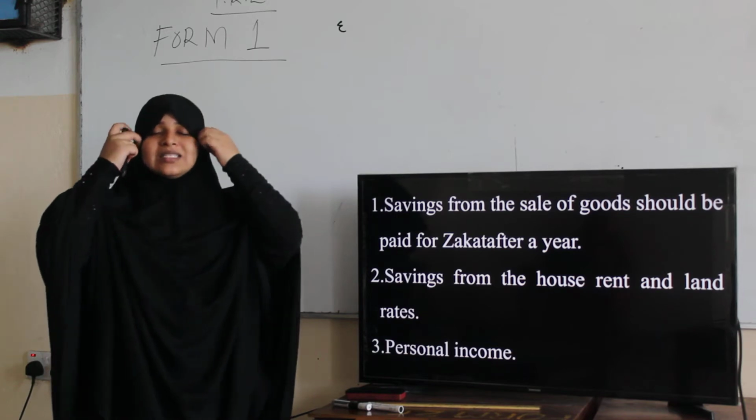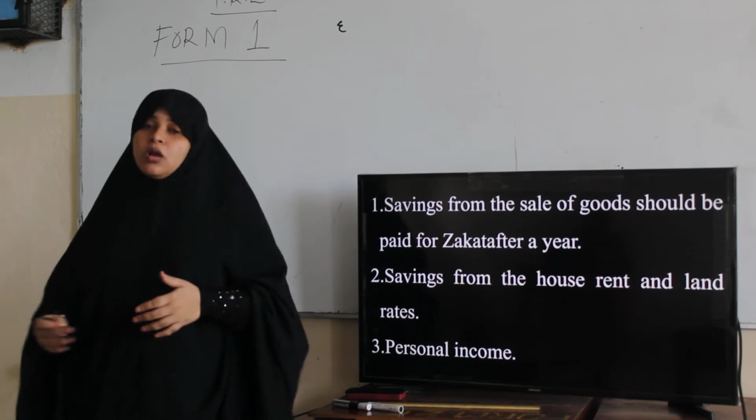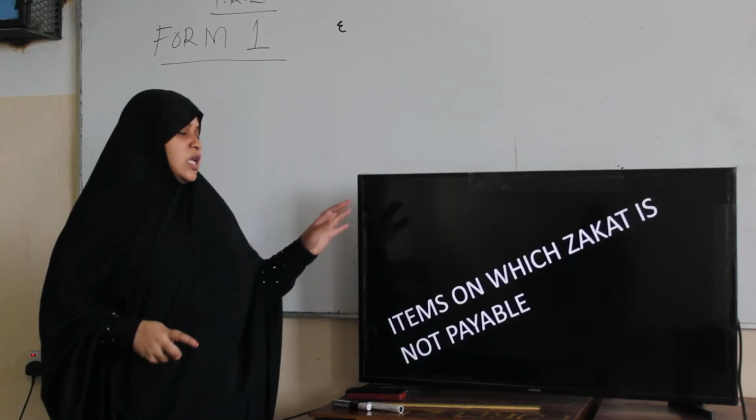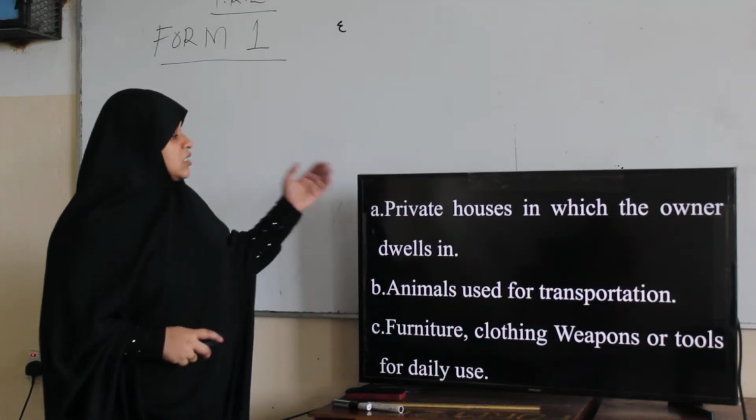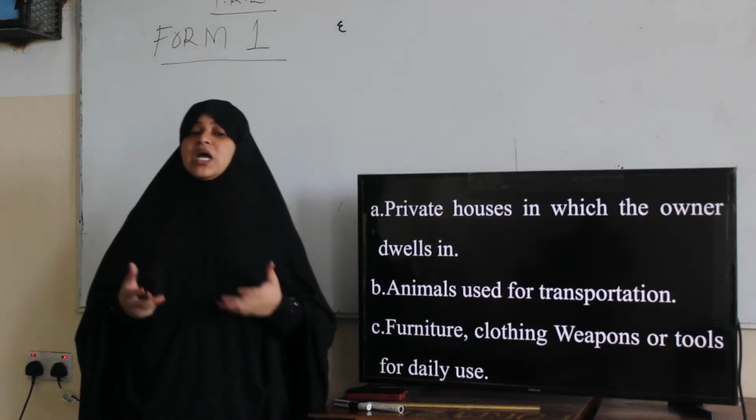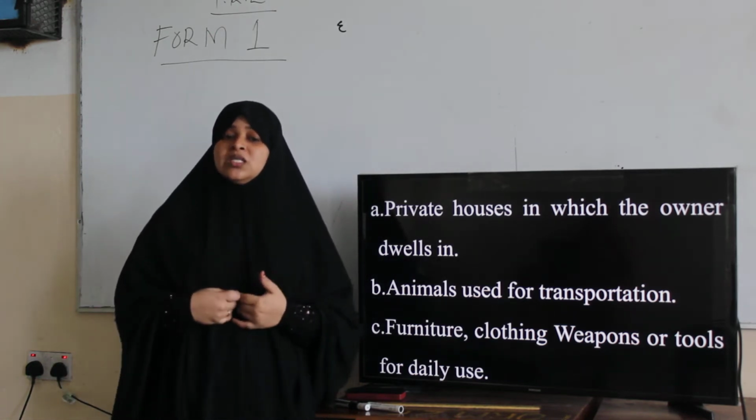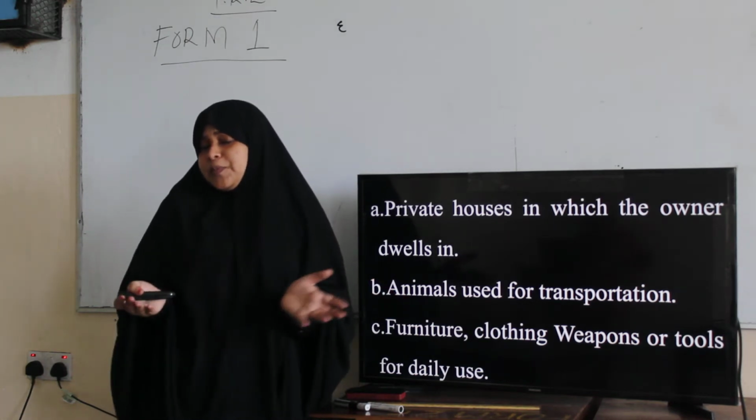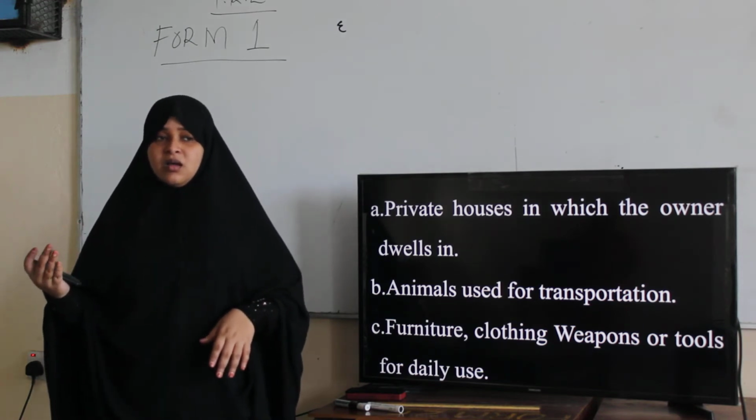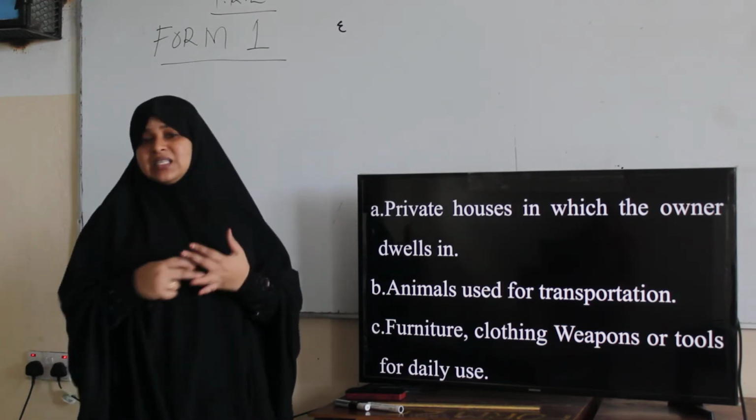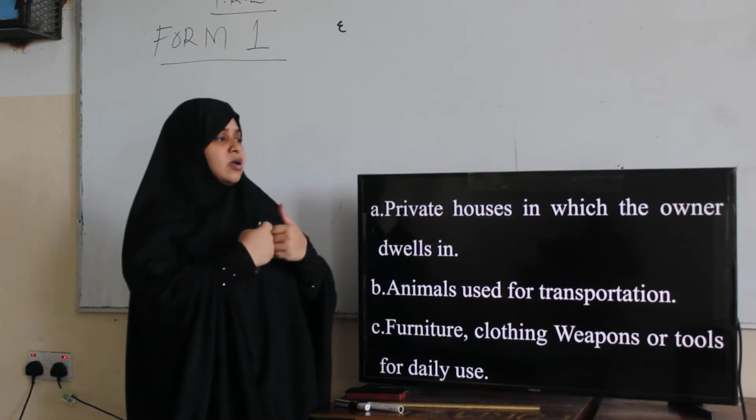So let's look now at the items that one cannot pay, the items that are not payable as zakat. These are items in which zakat is not payable. One of the items is the private houses in which the owner dwells. The house that you are living in is yours, you own it, but of course you won't be paying any rent. So that house you can neither sell nor pay zakat for, because it's yours and you are living in it.